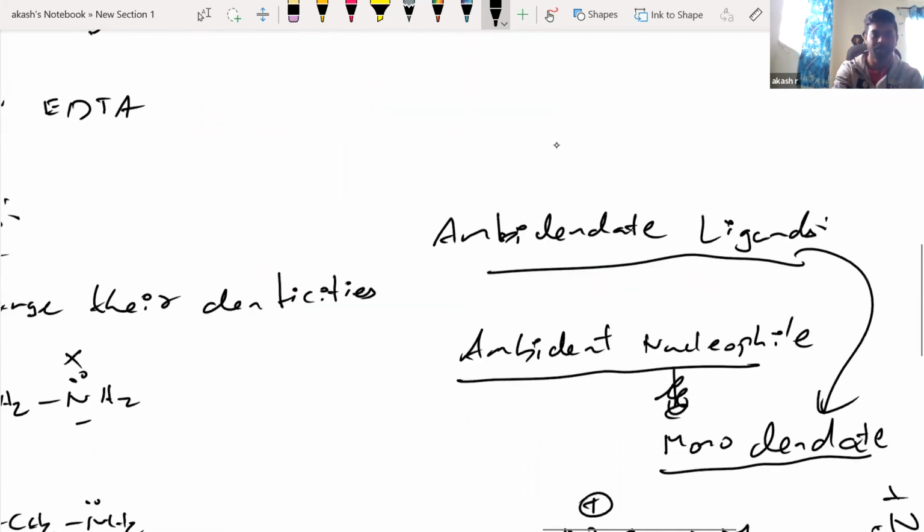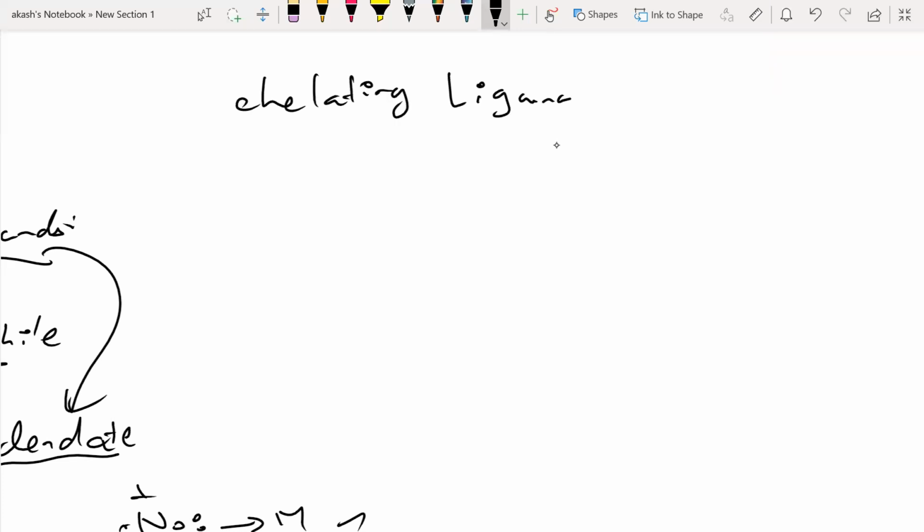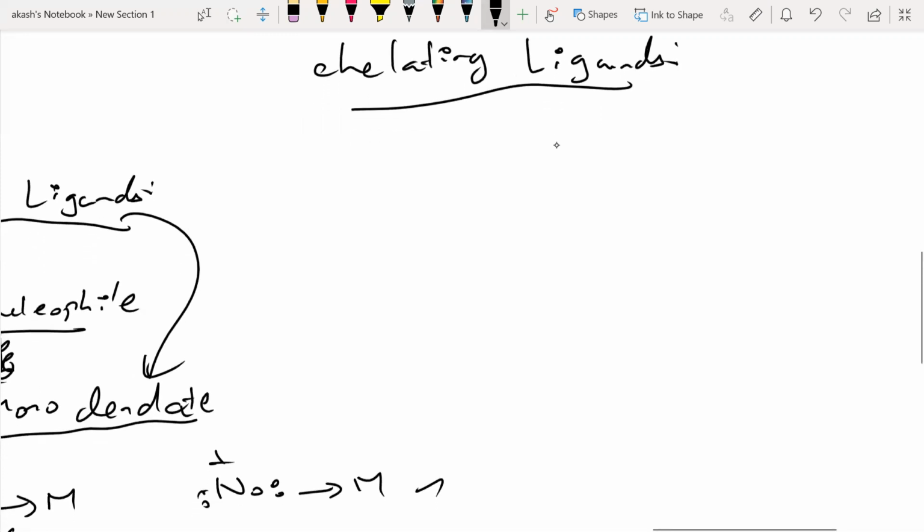And there's another type of ligands also. These are what are called chelating ligands. Any doubts?